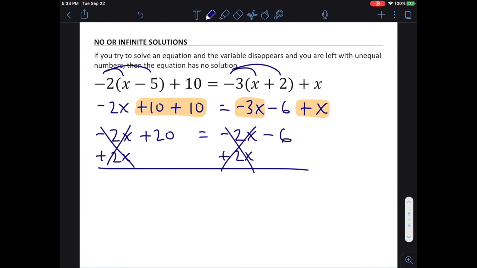And when our x completely disappears and we end up with something like 20 equals negative 6, we know that this is not true. So because this is not true, if we can eliminate our variables like that when we're solving an equation, and we end up with something that is not true, we have to say this problem has no solution.